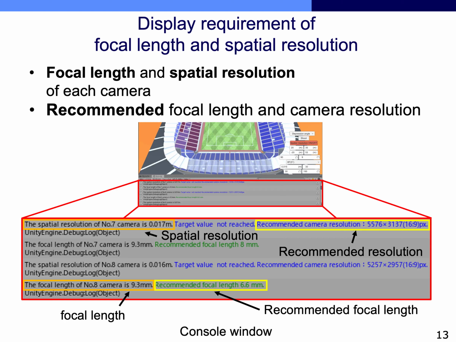Numerical values of parameters for each camera are shown on the console window. The focal length shows how much you need to zoom in, and the spatial resolution shows how precisely you can capture an area of the image. As I mentioned in the previous slide, there are cameras that don't satisfy the requirements, such as having lower resolution and narrower field of view. Our interface has a function to recommend suitable numerical values of the focal length and the resolution.